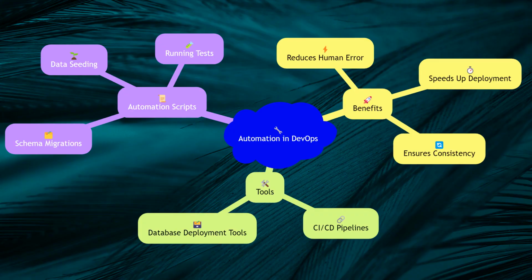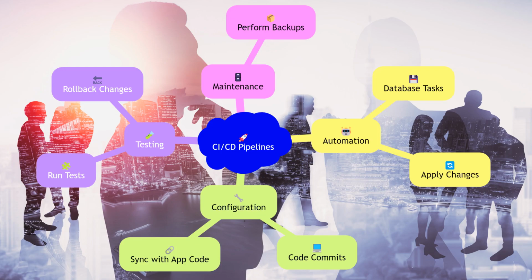Automation is a key principle in DevOps, and database tasks are no exception. Automating database tasks can significantly reduce the risk of human error, speed up the deployment process, and ensure consistency across environments. This can be achieved using CI/CD pipelines that integrate with database deployment tools. Automation scripts can handle tasks such as schema migrations, data seeding, and running tests to verify the integrity of the database.